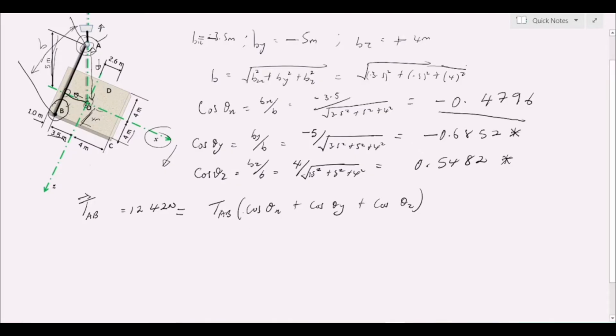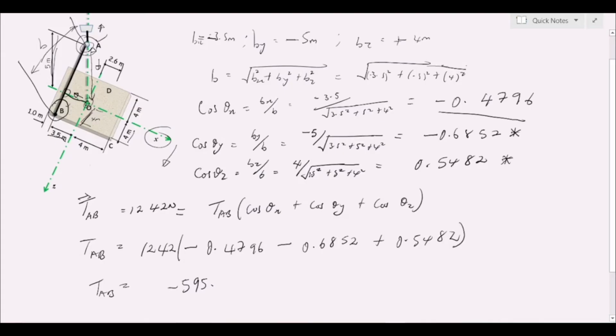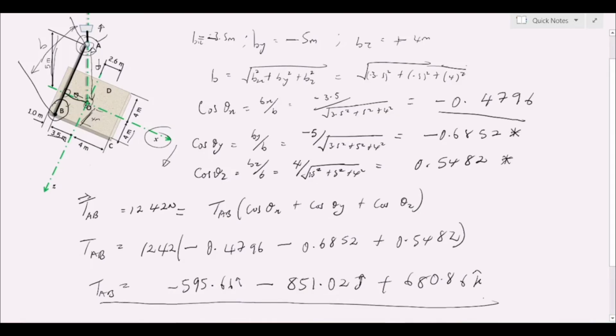So one can easily and quickly estimate the value of TAB in its component form to be 1242 multiplied by minus 0.4796, minus 0.6852 and plus 0.5482. So TAB will be equal to minus 595.66i minus 851.02j and plus 680.86k. And this is our tension taken into component form.